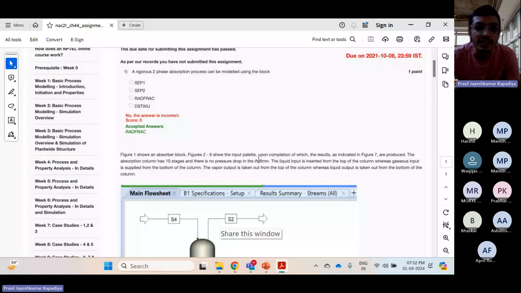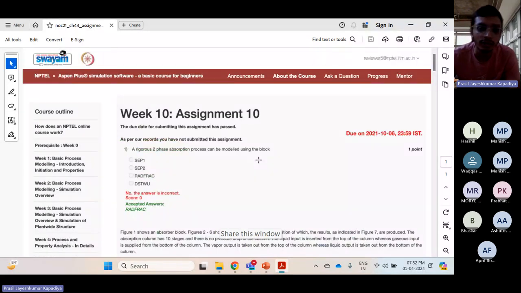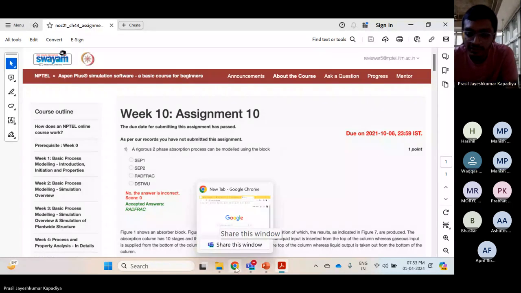Anyway, you have the answers in front of you, but I assume you answer me honestly. So a rigorous two-phase absorption process can be modeled using which block? SEP 1, SEP 2, RadFrac or DSTWU? DSTWU is never going to do that. Rigorous and two-phase, so it should be RadFrac only. Right. We did... it was not absorption. What we did, right?